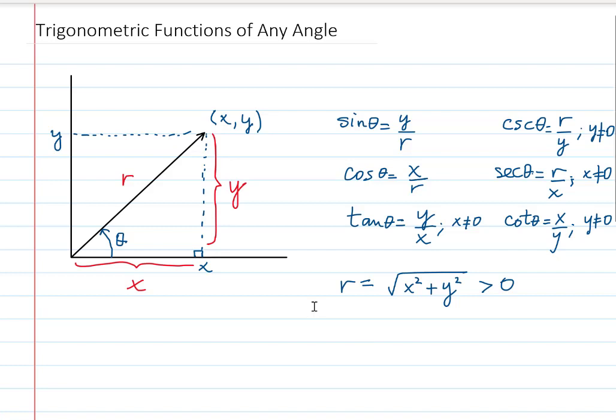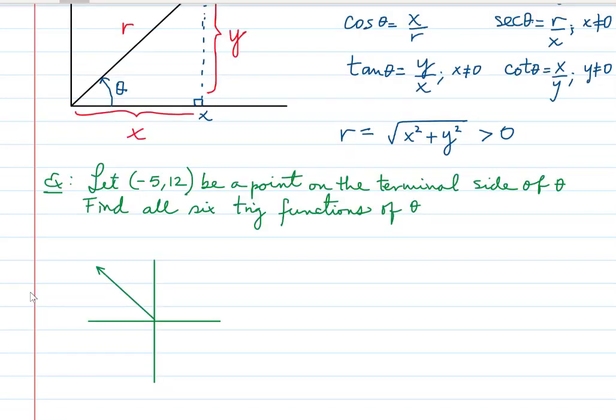So let's do an example here. We have a point on the terminal side of theta, and here's our angle theta. That's going to be in our second quadrant here. And we're asked to find all the 6 trig functions of theta.